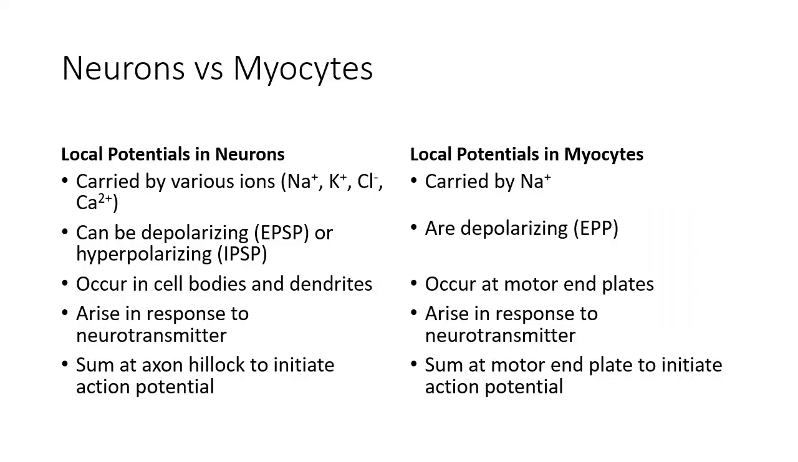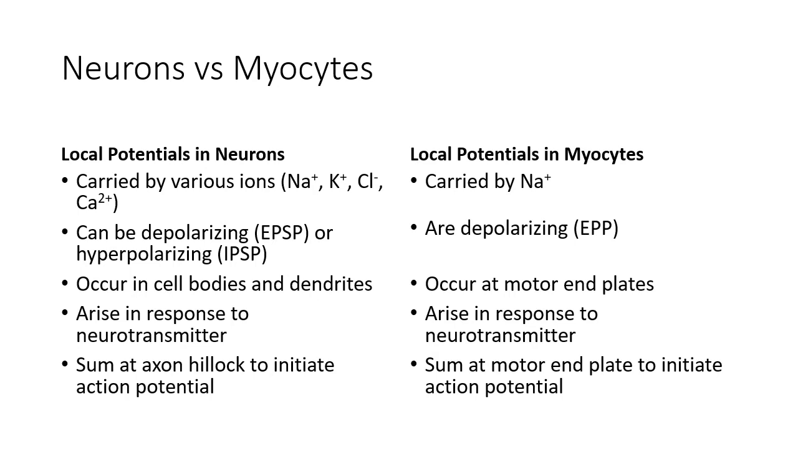Okay, so just to summarize some of that and compare it to what we learned about with neurons. Your local potentials in neurons are carried by all types of ions, usually sodium, potassium, chloride, or calcium. In myocytes, they're only carried by sodium.